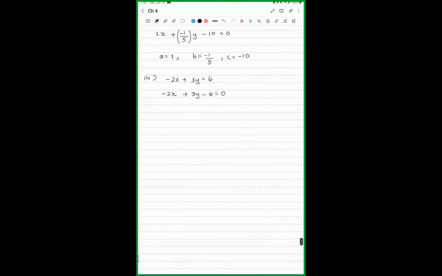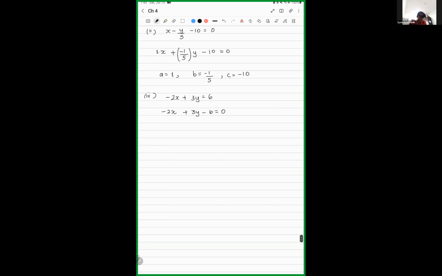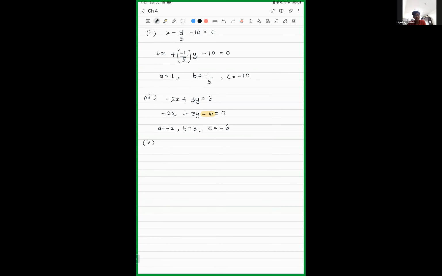Okay, what is A, what is B, what is C? A is minus 2. B is 3. And C is 6. C is minus 6, dear. Why is it minus 6? Because here we have minus 6. C is minus 6. Is this clear then? Yes.